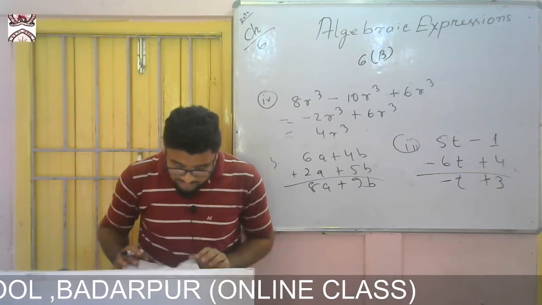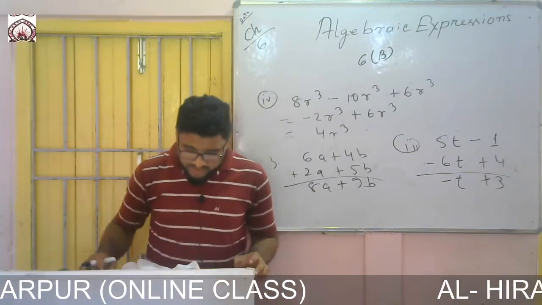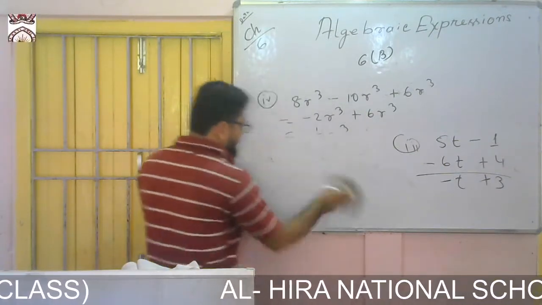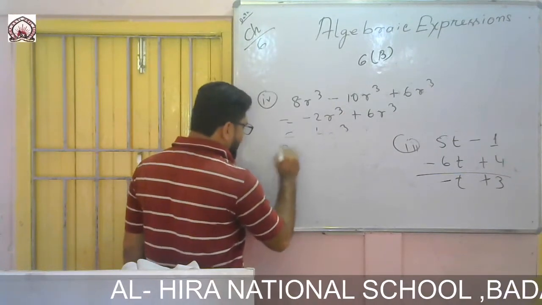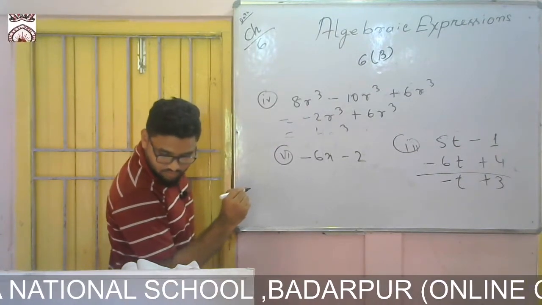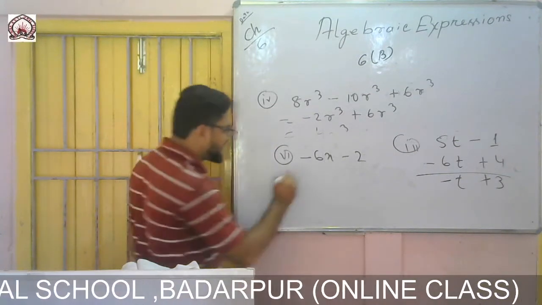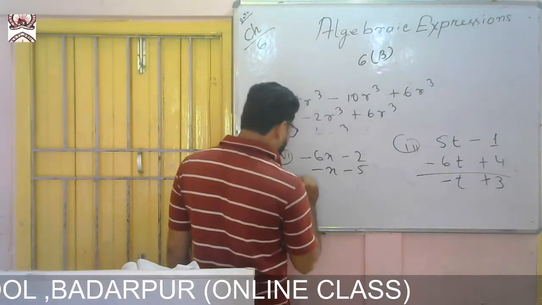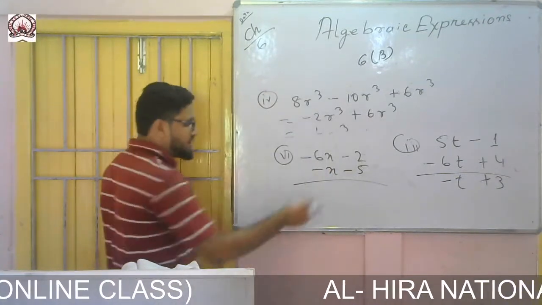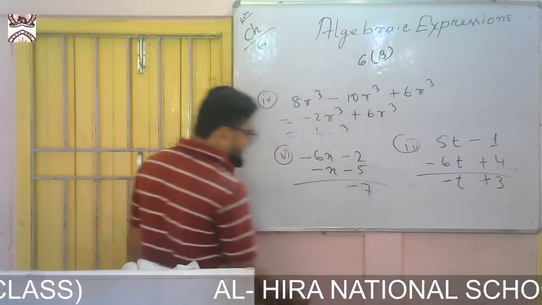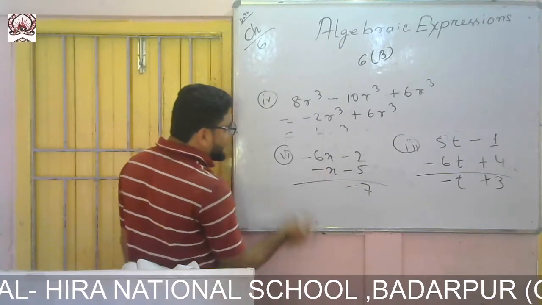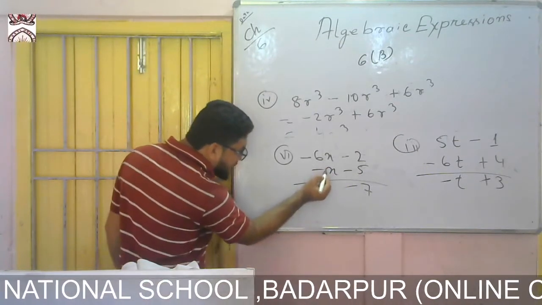So like this. Now come to question number 6. Minus 6x minus 2. Minus x minus 5. We need to add it. So minus minus, plus. So 5 plus 2 is 7. Then the bigger sign is minus, because 5 is bigger. So the bigger sign is minus. Here no numerical is there, that means 1 is there.